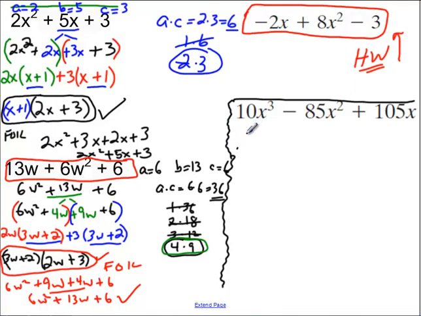Pause the video. Take a look at this. 10x cubed minus 85x squared plus 105x. See if, number one, in step number 1, you can make your life easy, because by doing that, probably 2 of those 3 steps, you'll be able to make your life easy. So make your life easy, and then see what you can do with factoring that out using the AC method. Pause the video and let's come back.